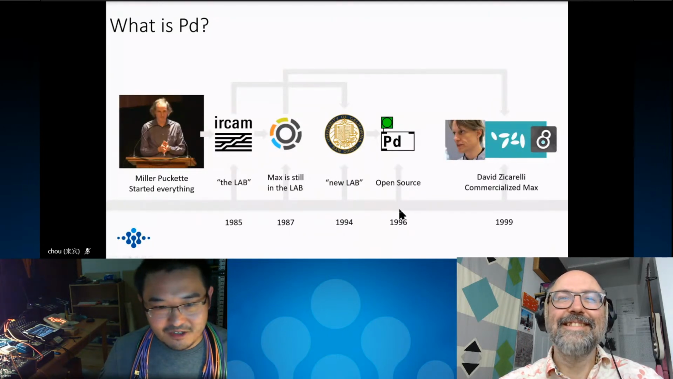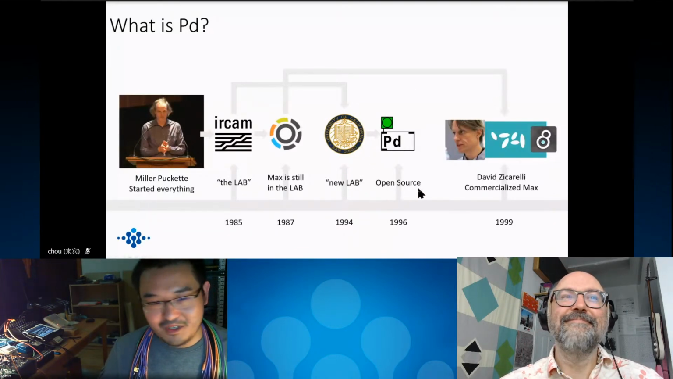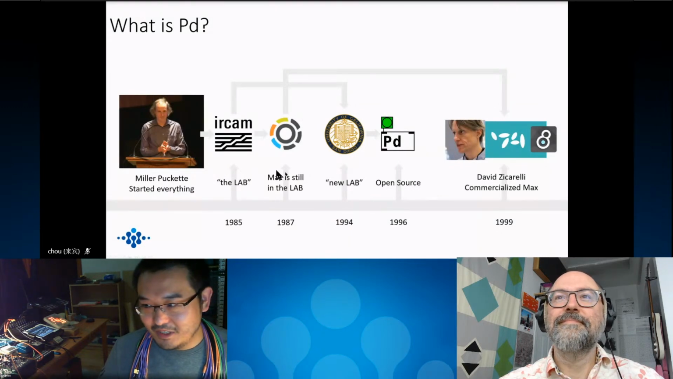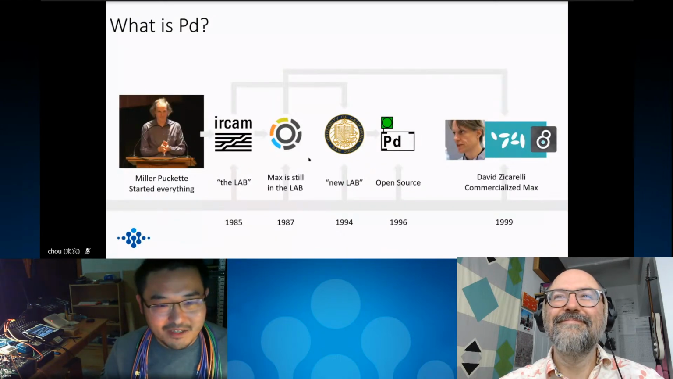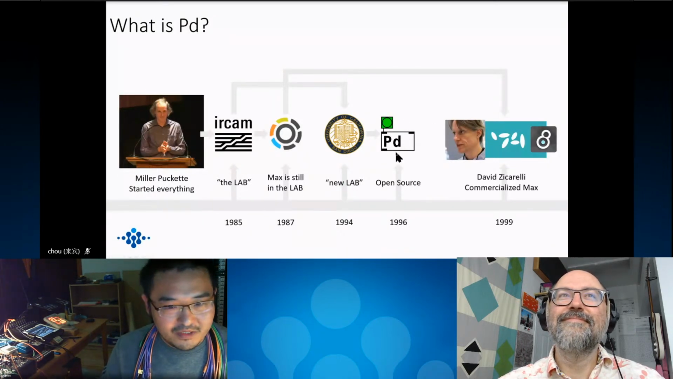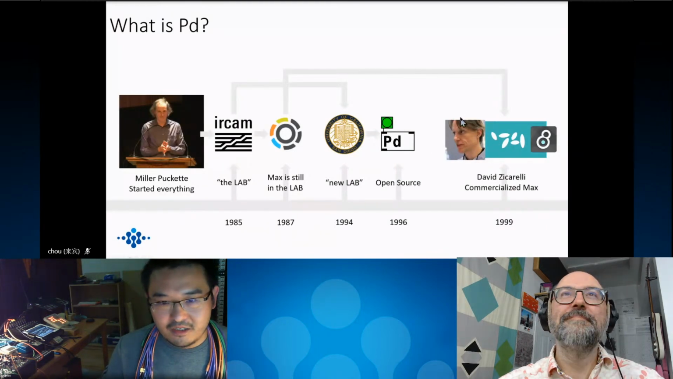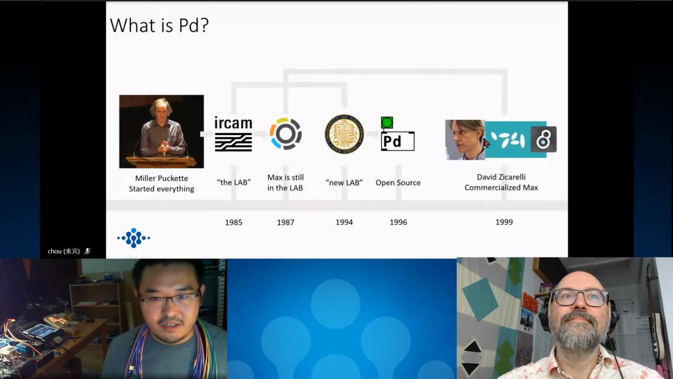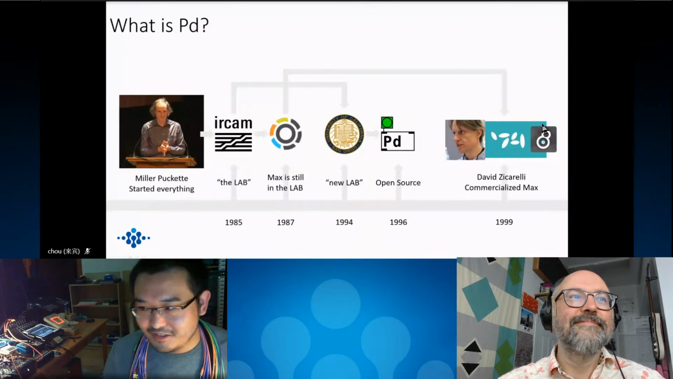And in this lab, 2 years later, he just had another baby. It's called PD, and it's open source. And PD was in the lab. It's not open for normal people. It's for geniuses. And so PD now is for everyone. But after several years, David Zicarelli commercialized Max, and this guy is the CEO of Cycling '74. He just made Max better and better. So this icon is what we see for Max now, right?